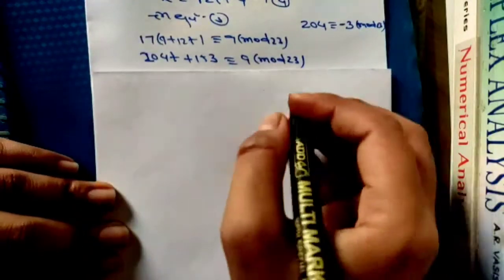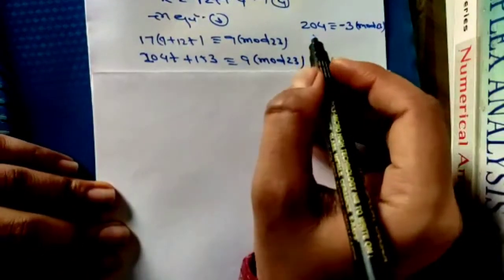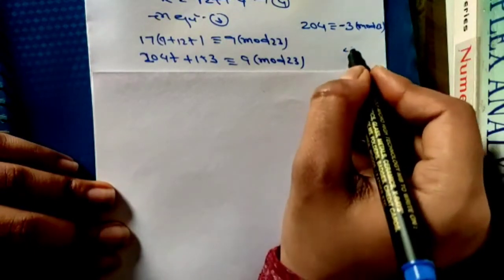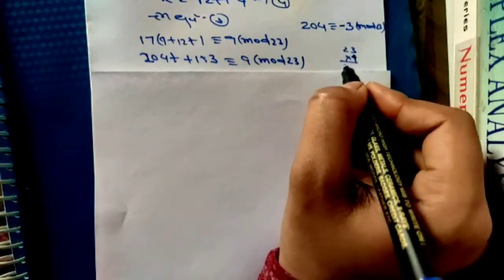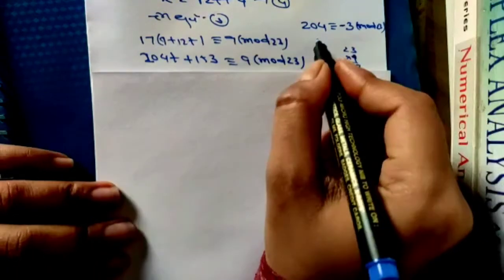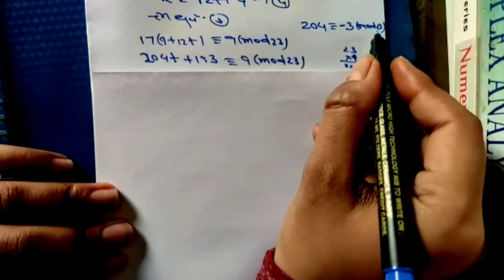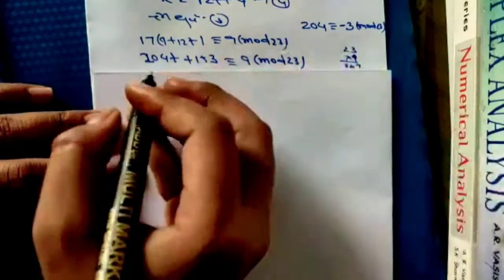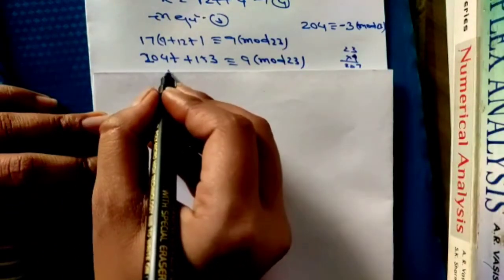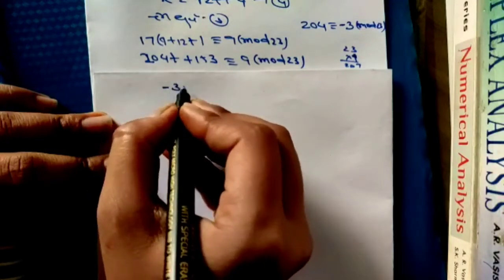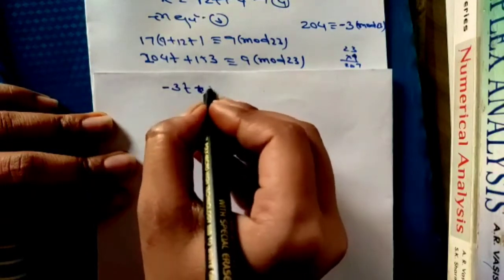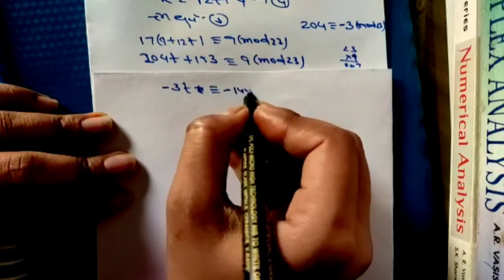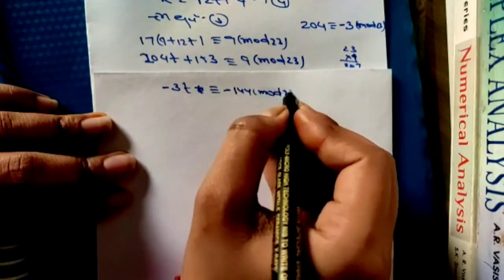So you can see 204. Okay, so 204 modulo 23, minus 3, and 23 times 9 is 207. So if we add 3 to it, it completely divides it. 23 completely divides that 207. So in place of 204, we can write minus 3t, and modulo 153 comes to this side. This will become 144 modulo 23.